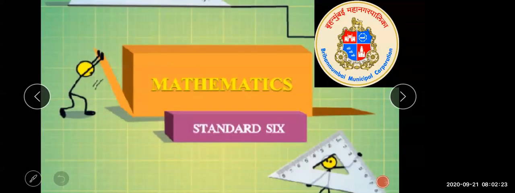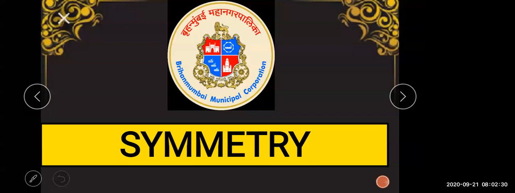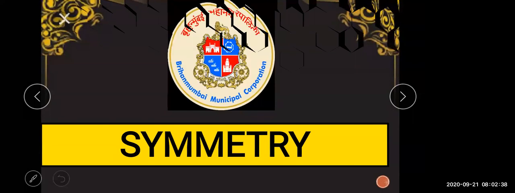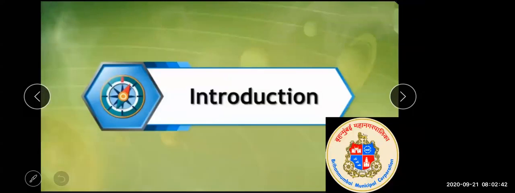So as per the schedule, our topic is symmetry. We already started this lesson in the previous lecture, so today we will continue from the remaining part. First of all, we will revise some part of the previous lesson. Actually, it is a very simple and small lesson, so we will continue with the remaining part and today we will finish this lesson.